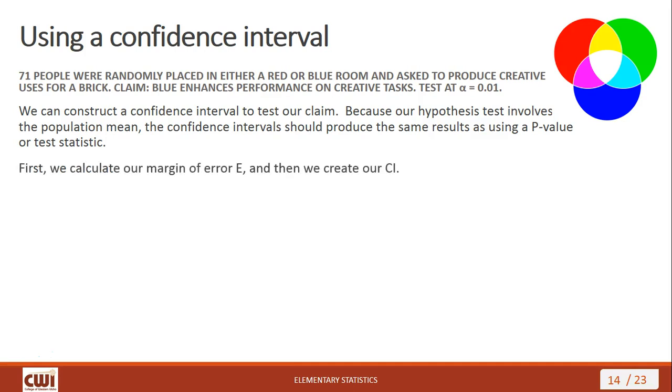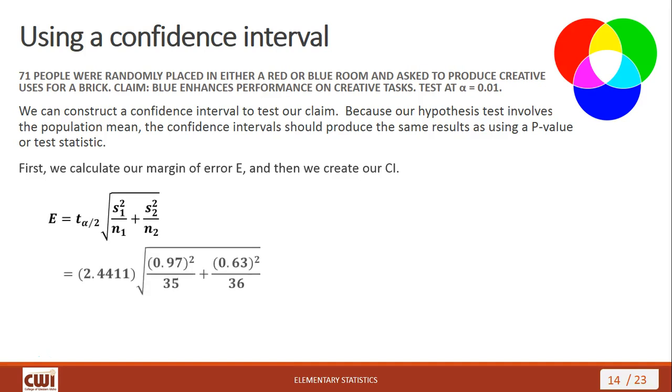Let's test that in this case. First, we calculate our margin of error, and then we can use that to create our confidence interval. So our margin of error is calculated using this equation. We plug in what we know, punch it out on our calculator, and out comes 0.475. This is our margin of error.